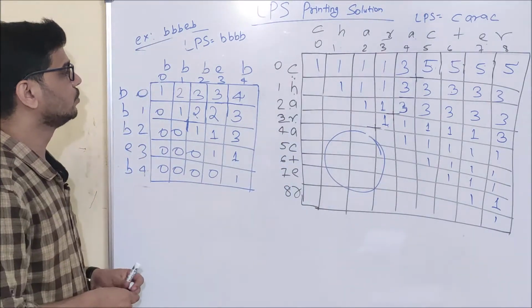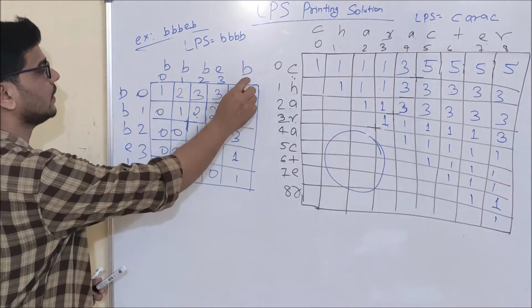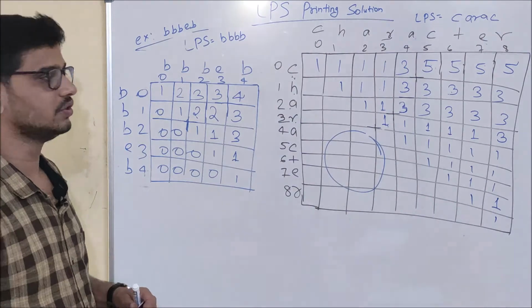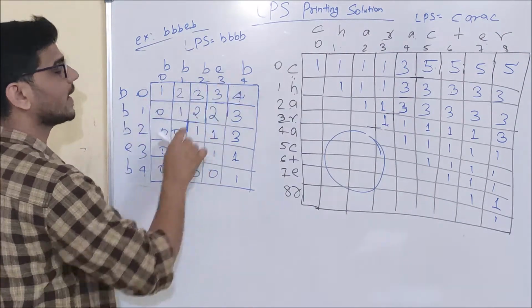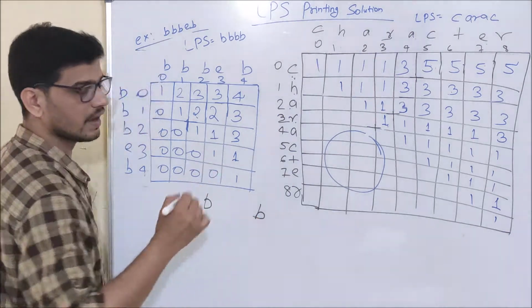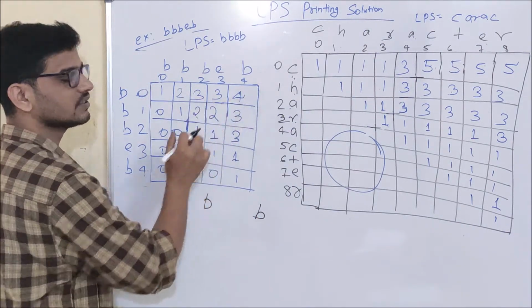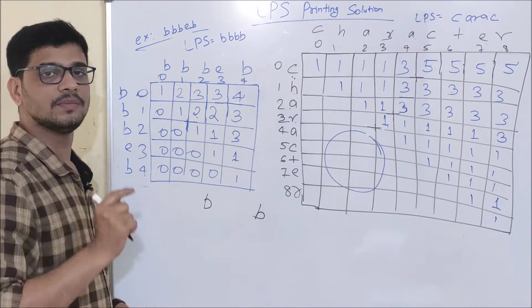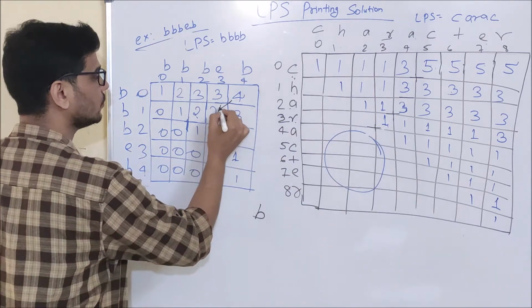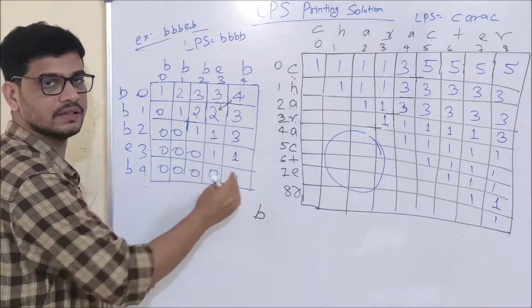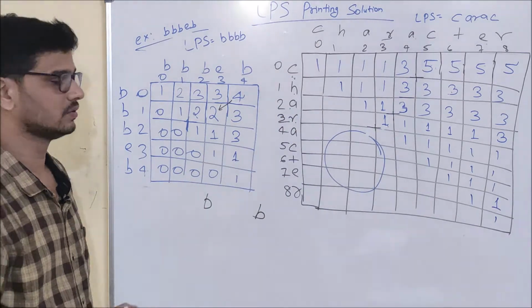Now first of all, we compare these two characters, that is the character at the 0th position and the 4th position. You can see these two characters are equal. That means these two characters will be in our answer. And if the characters are equal, where is my answer coming from? The answer will be coming from the diagonal. So I will move to the diagonal.